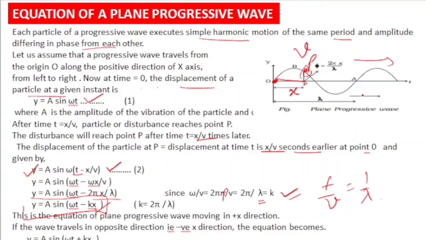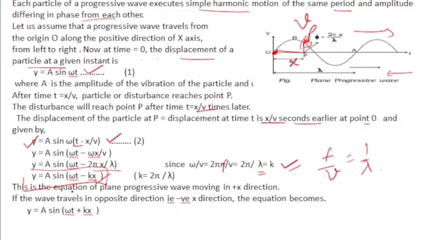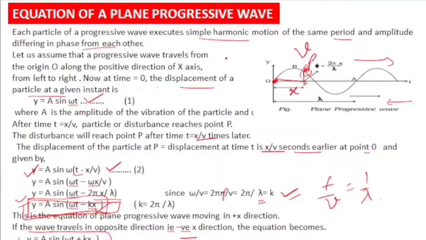When the wave is traveling in the negative x direction, you just replace x by minus x. So the equation becomes y equal to a sine omega t plus kx. This is the equation of a traveling wave in the negative x direction. So you must remember these equations. What is the equation of a plane progressive wave in the positive x direction? y equal to a sine omega t minus kx. And in the negative x direction? y equal to a sine omega t plus kx. Hope it's clear to all of you how to derive the equation of a plane progressive wave.